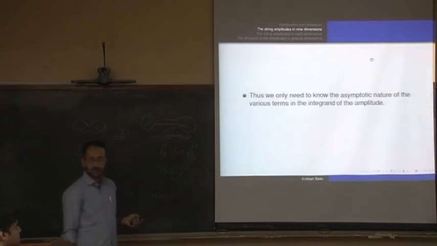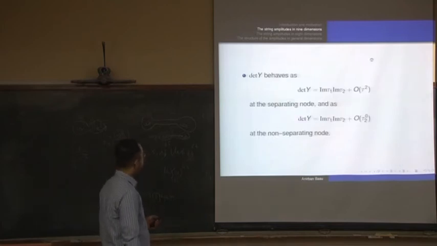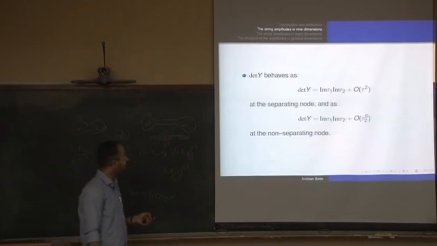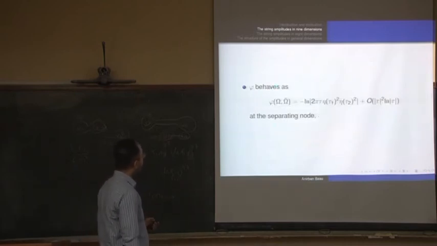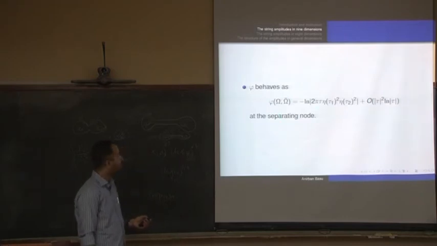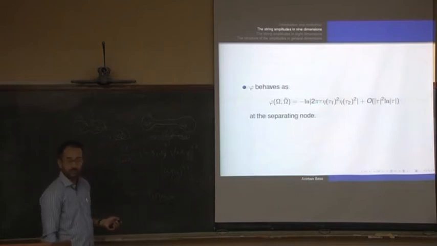So let me tell you what the expressions are for these various asymptotic measures. First, determinant Y behaves this way in the separating node. It behaves in the same way in the non-separating node. Only the subleading corrections have different power because it's a factor. This is known. The Gaussian invariant at the separating node, this is when tau goes to 0, has this dependency. And the crucial thing, this is a log tau. That's the only thing you want to remember from this slide. It's a log tau.